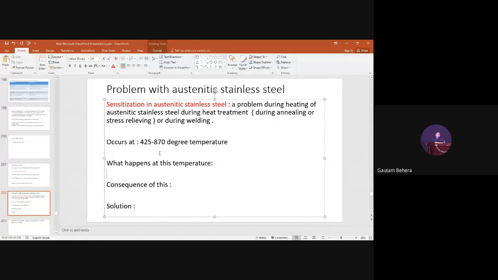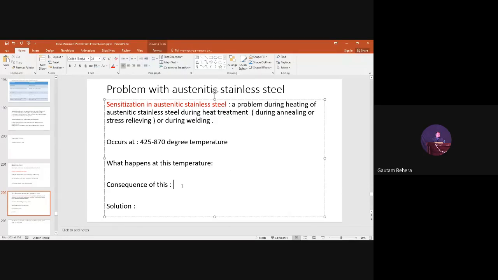And we understand chromium is there in the steel to provide resistance to corrosion and oxidation. But now, due to formation of this chromium carbide, the chromium is getting depleted near the grain boundary area. So once the chromium gets depleted, the corrosion will start, and the temperature is high. The corrosion or oxidation will start. The failure may happen due to this corrosion. So that is called sensitization effect.